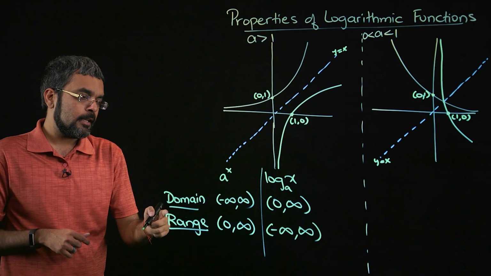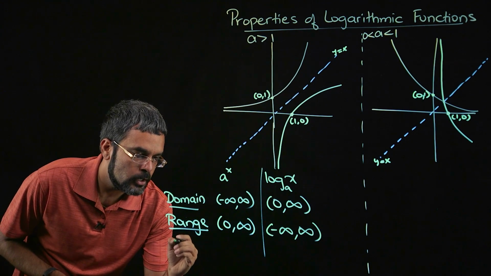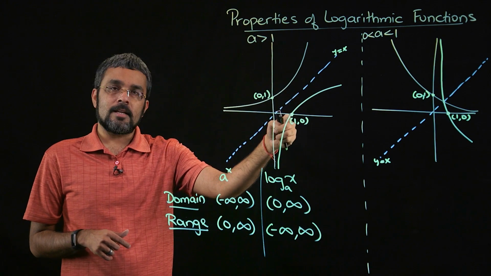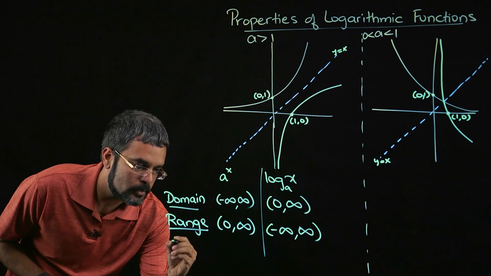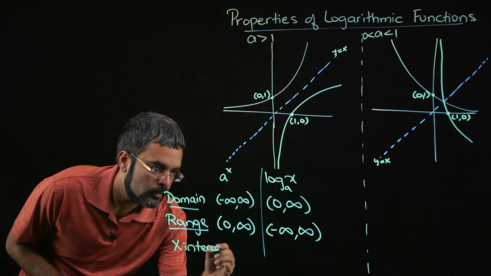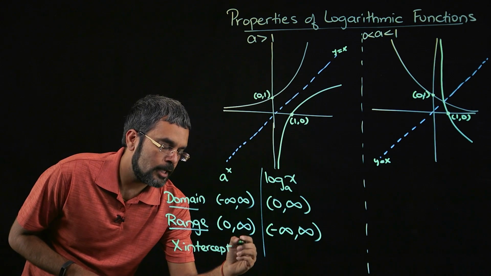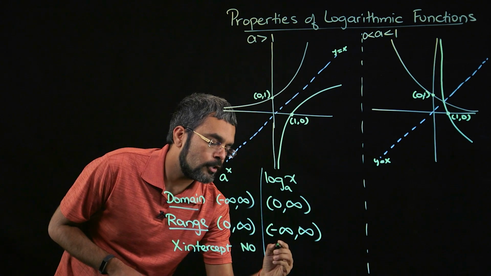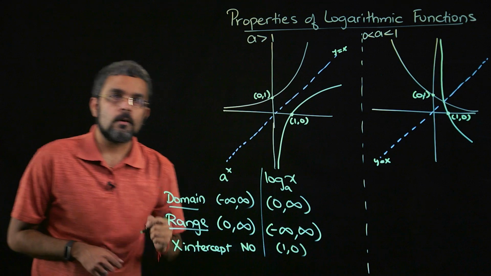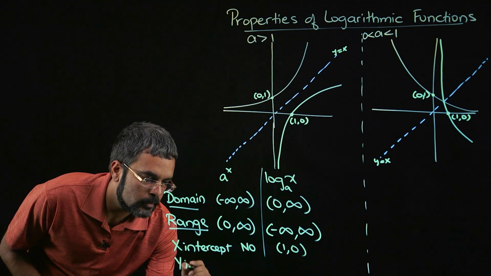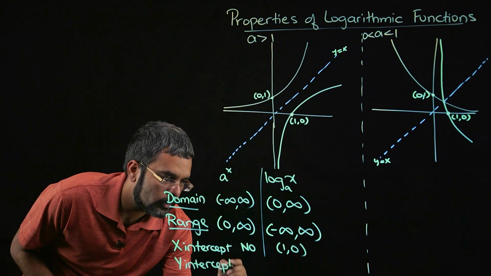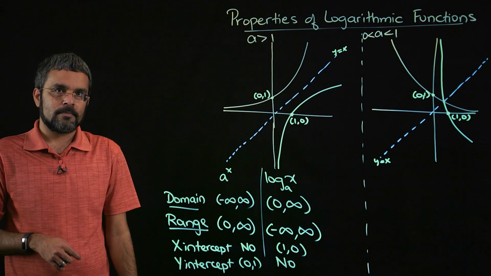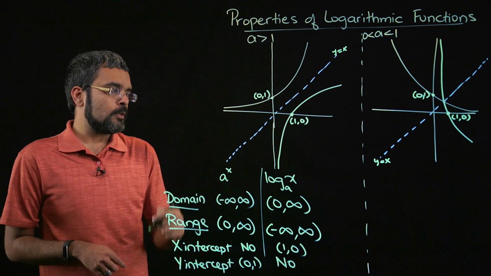And then finally, let's talk about the zeros. Do we have any zeros? In the exponential function we had a y-intercept, whereas in the log function I have an x-intercept. For the exponential function there was no x-intercept, so I'm just going to say no. But for the log function, I have an x-intercept of 1, 0. I have a y-intercept in the exponential function, and that was my point 0, 1. But for log functions, I don't have any y-intercepts.